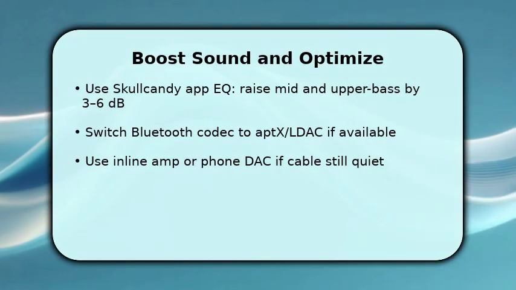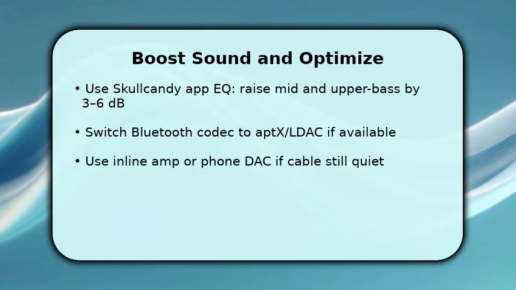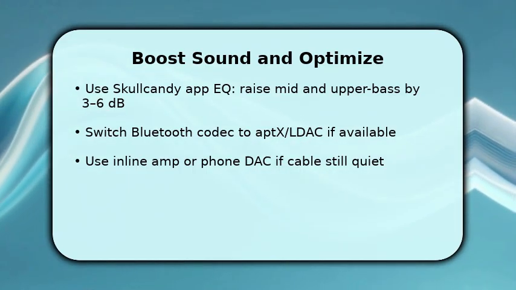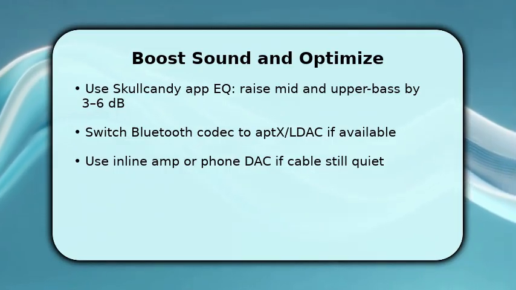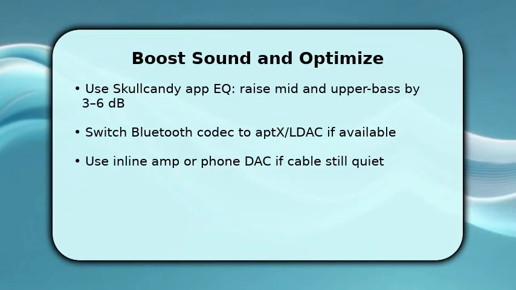You now increase perceived loudness carefully. In the Skullcandy app or System EQ, boost mids and upper bass by about 3 to 6 decibels. These frequencies deliver punch and perceived volume. Then make sure your source uses a high bitrate codec like aptX or LDAC. Go to Bluetooth settings and select it if supported.